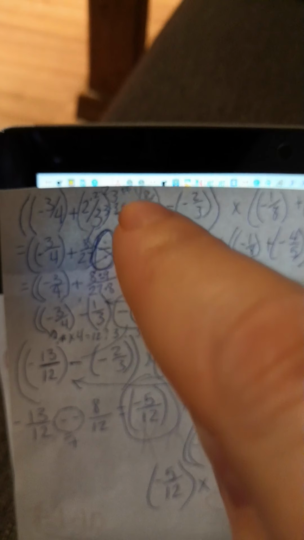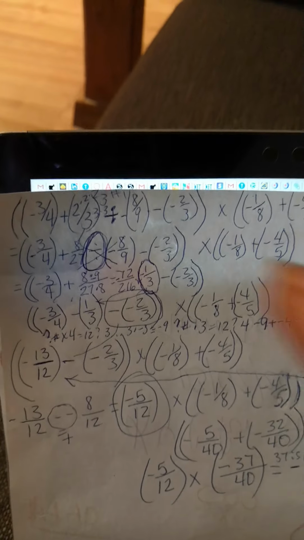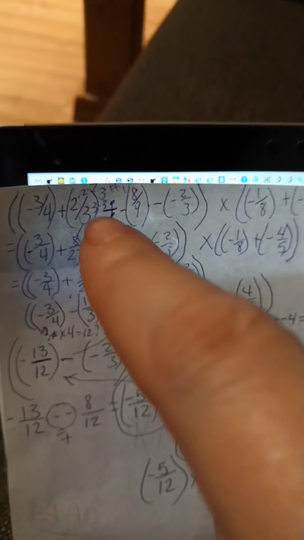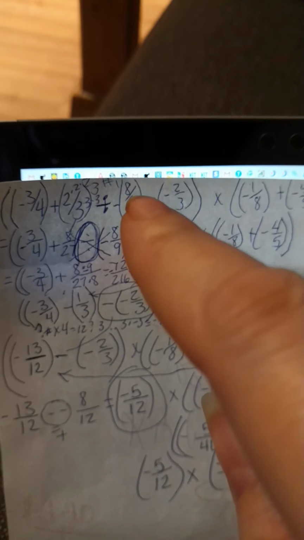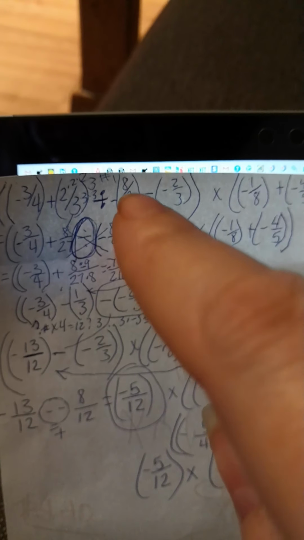So within the first parenthesis set, we have an exponent. We know that exponents have to be dealt with first. 2/3 to the third power just means 2 times 2 times 2. 2 times 2 is 4. 4 times 2 is 8. 3 times 3 is 9. 9 times 3 is 27.